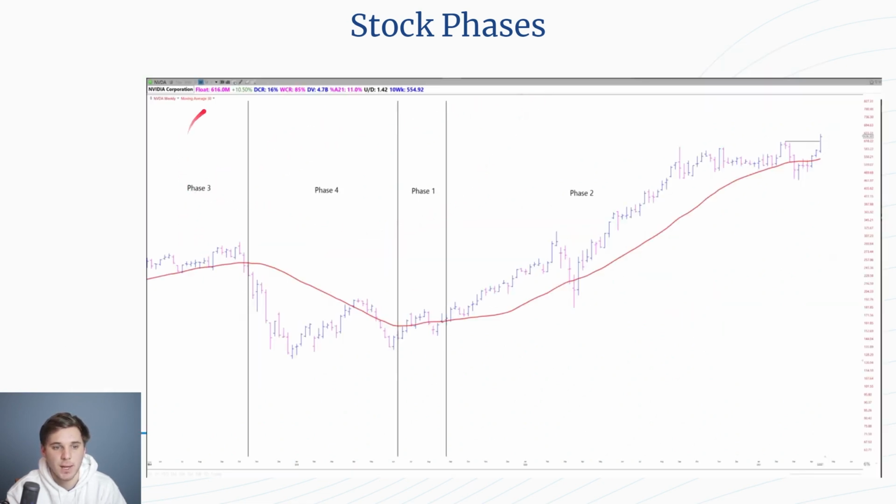So here's a real life example with NVIDIA. We've got a phase 3 here transitioning into a phase 4 as it decreases from around 250 all the way down to the 100s. Then it forms a phase 1, and then this is when we want to get involved in a nice phase 2 here. You can see it rebounds off the 30 here during the March correction and continues on with a strong uptrend, forms a little bit of a phase 3 here, but it looks like this is restarting another phase 2 uptrend at this moment.